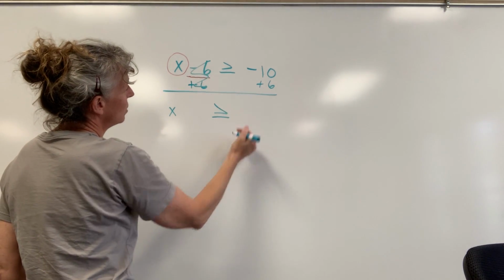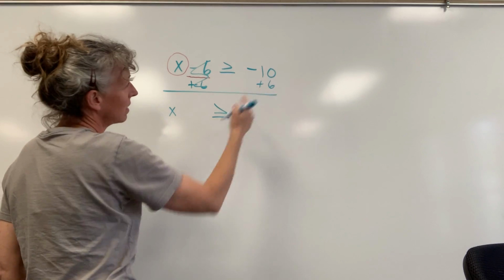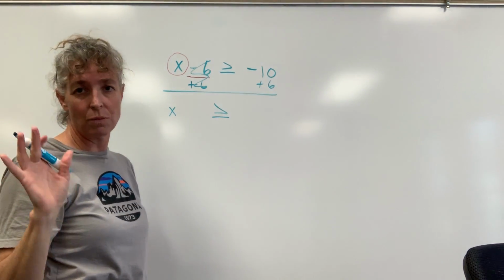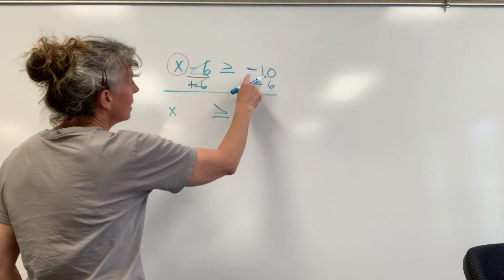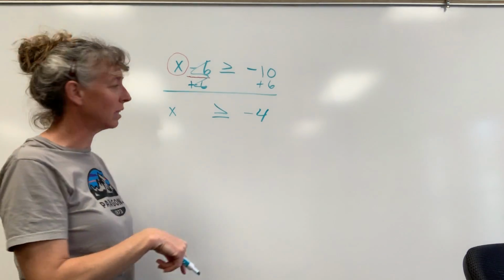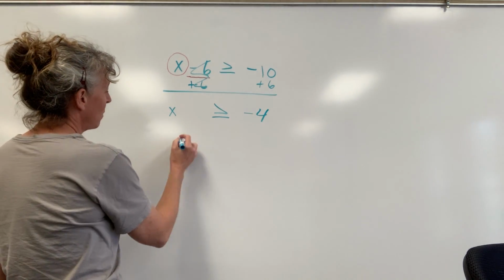Greater than or equal to, and what's negative 10 plus 6? Remember, at this point in time, if you're not sure, just plug it into your calculator so we know for sure you get the right answer, okay? Negative 10 plus 6 is negative 4. Man, I wish you guys were here to make sure I'm mathing correctly. And we're done. Remember to graph.